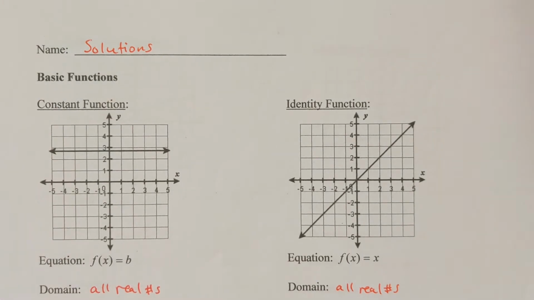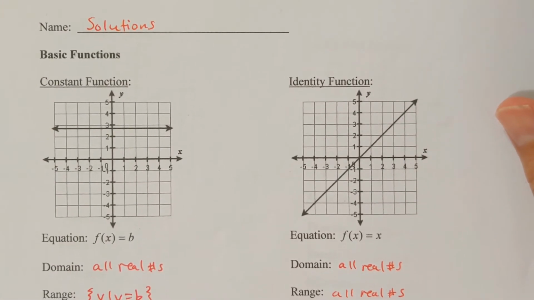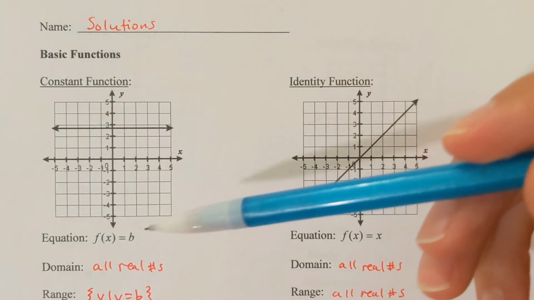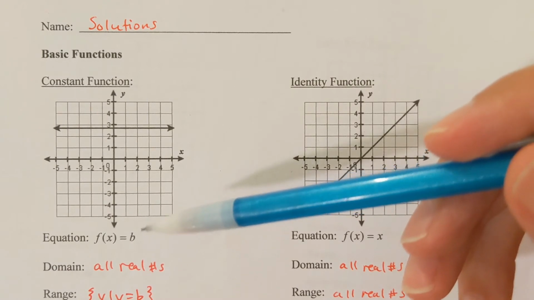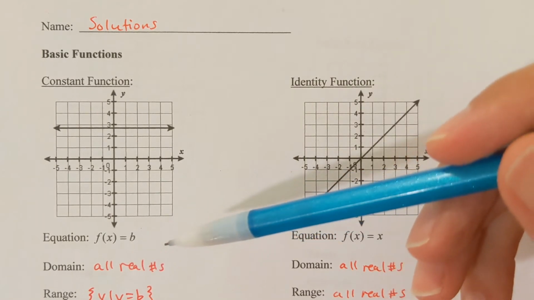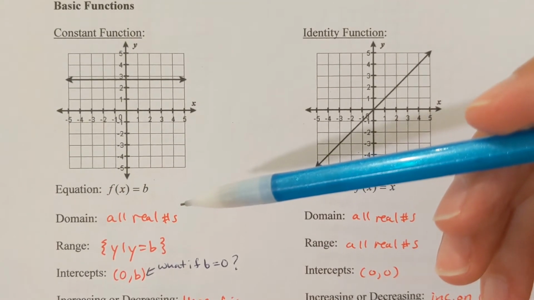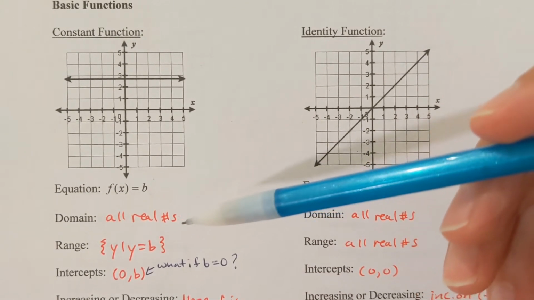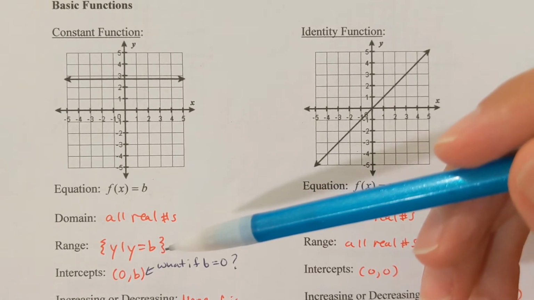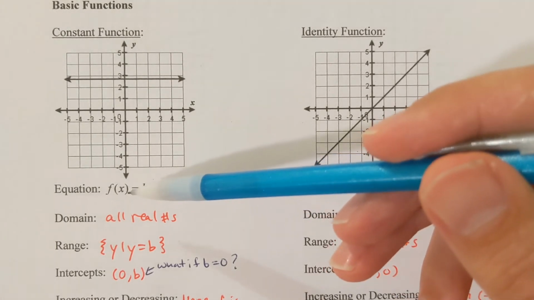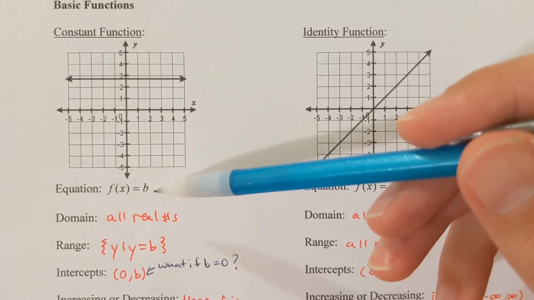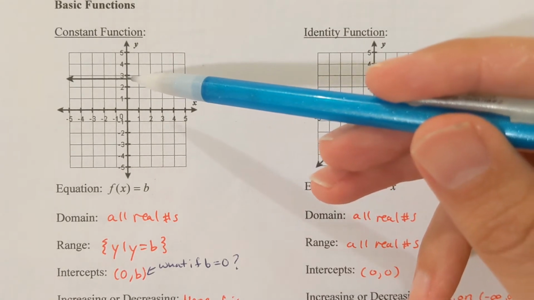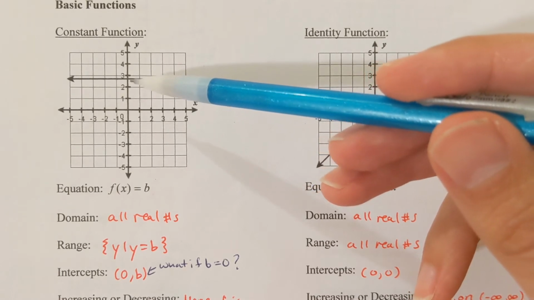So if I begin with an expression here, such as the constant function, it has the equation f of x equals b, and b is any number. Okay, so the domain is all real numbers. The range is the set of all y's such that y is equal to b, because the y and f of x mean the same thing. Y and b would be the same. Okay. Now, on my graph, b looks like it's about maybe 2.75, something like that.